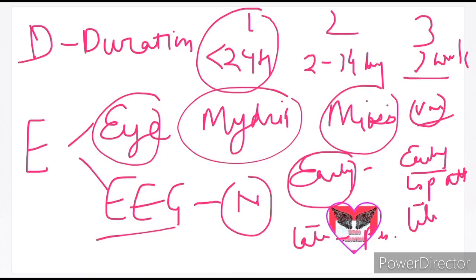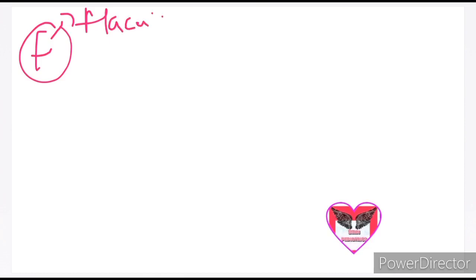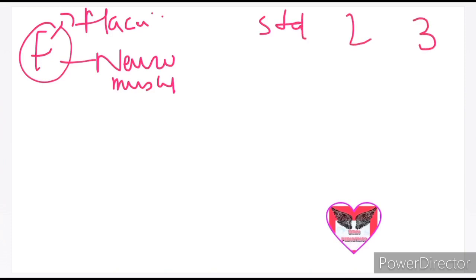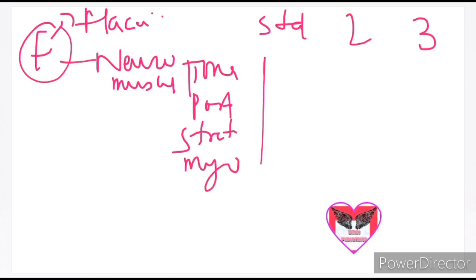Now we have F. I remember for flaccidity, and flaccidity for neuromuscular control. Okay, stage 1, stage 2 and stage 3. Neuromuscular control we have tone, posture, stretch reflex and segmental myoclonus. Just go through the book.